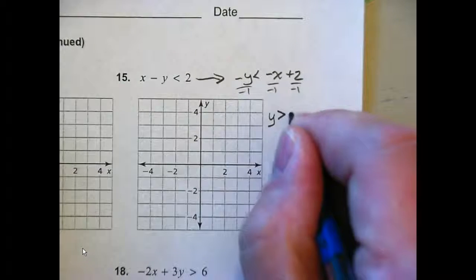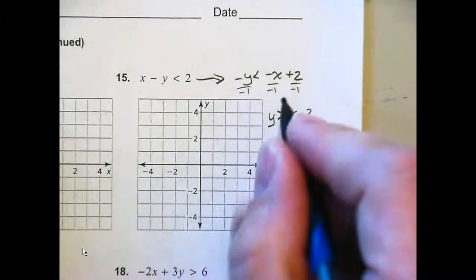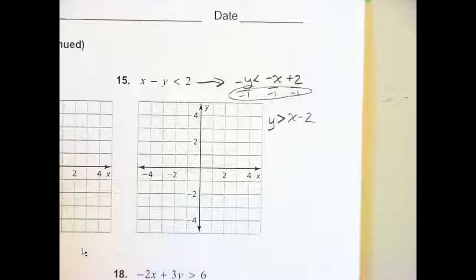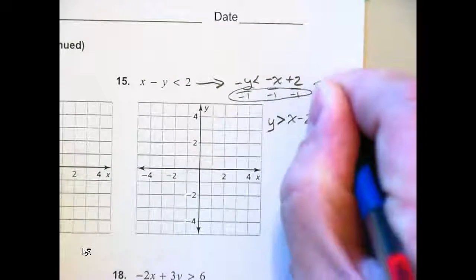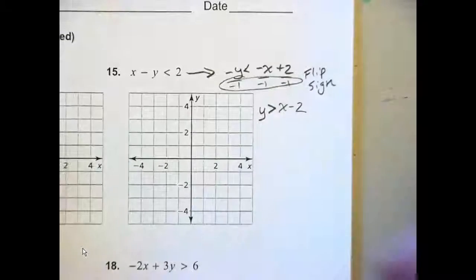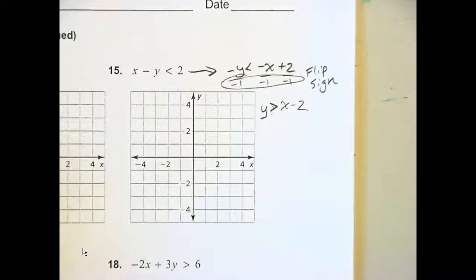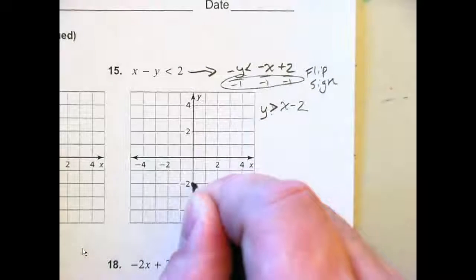You guys remember doing that before? Yes. Anytime you divide by a negative, remember, flip the sign. You multiply or divide by a negative, flip the sign. So that sign changes. It goes from less than to greater than. Okay? All right. That was my point in having you do this one.